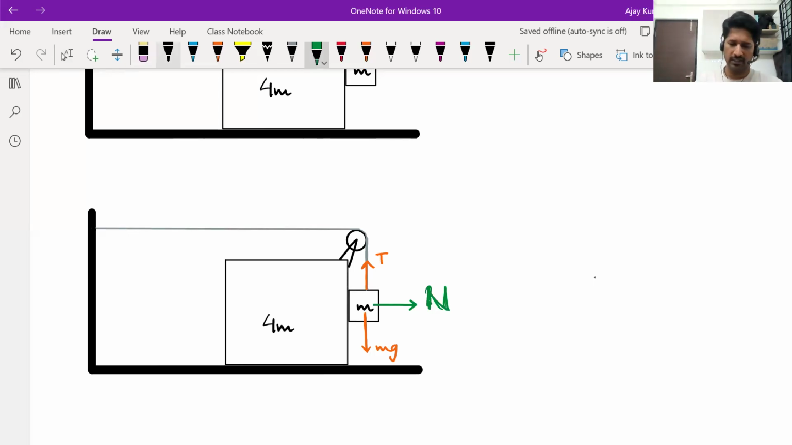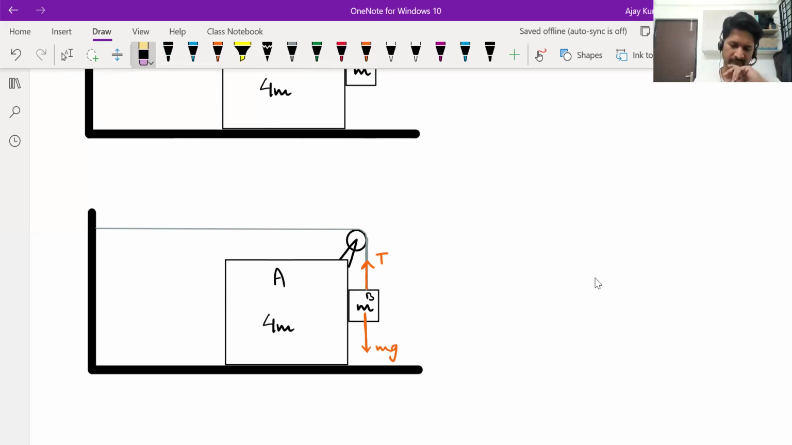Is the bigger block A trying to go to the right? Why will A push B? There's no reason. They're simply staying side by side. If A tries to go to the right side, then it will push B, it will exert normal force. Here it will not try to go to the right. Why will it try to go to the right?